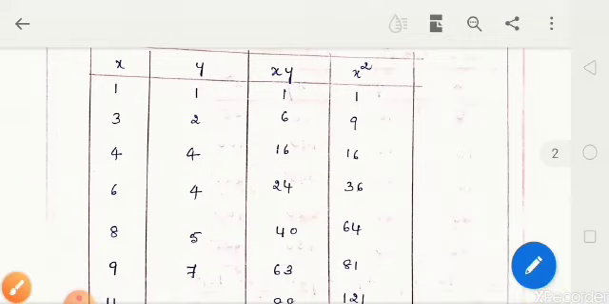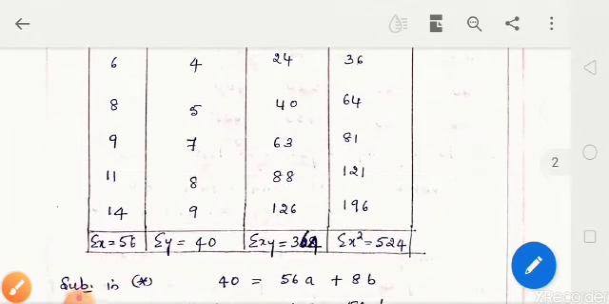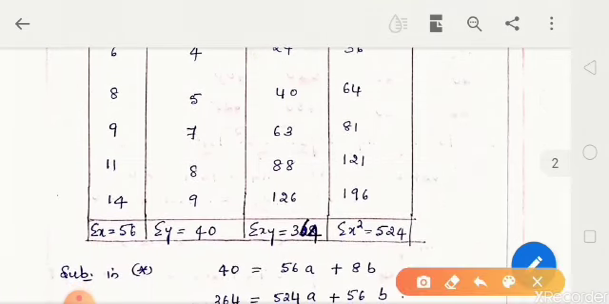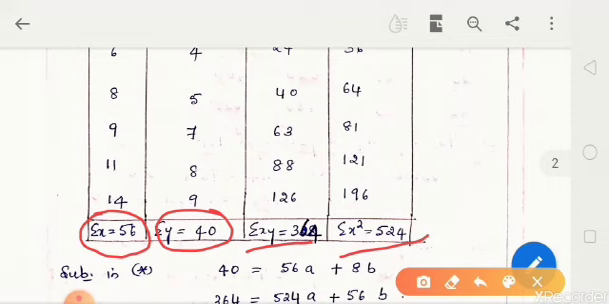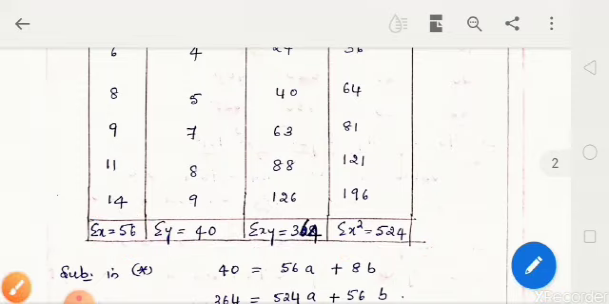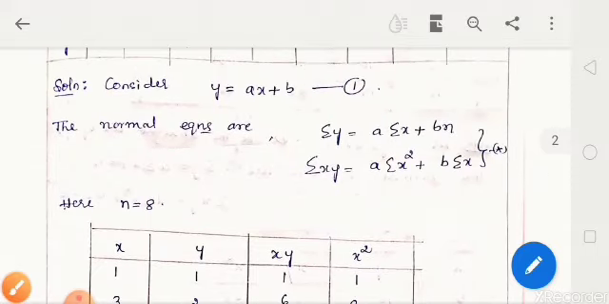Once you completed the column, you observe we want sum of all those. So calculate the sum of x values, sum of y values, sum of x into y values and sum of x square. So summation x equal to 56, summation y equal to 40, summation xy equal to 364 and summation x square equal to 524. Now you substitute all these values in equation star.